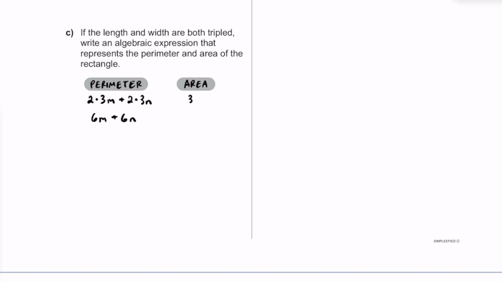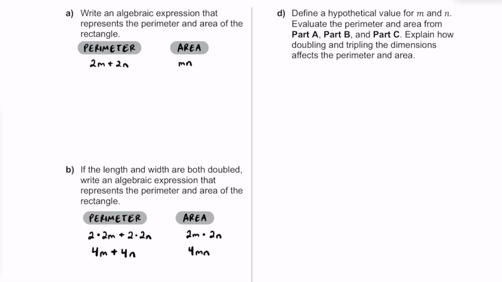The area has 3m for the length, and the width is going to be 3n. And again, we can just use the commutative and associative property and rearrange the multiplication here. So 3 times 3 is going to be 9, so that's going to be our coefficient. And then m times n is just mn. So this expression here tells us the perimeter of this rectangle, and this expression tells us the area of this rectangle.